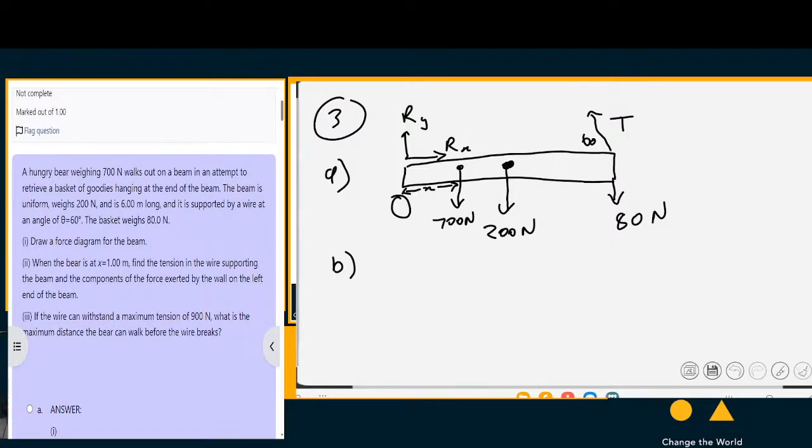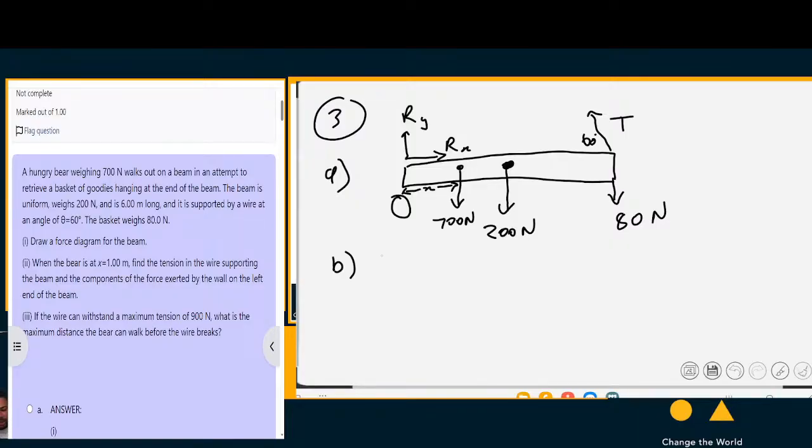Okay, so we've drawn the force diagram. There it is. That's 60 degrees. When the bear is at x equal to 1 meter, find the tension in the wire T supporting the beam and the components of the force exerted by the wall on the left end of the beam. That's the components there.